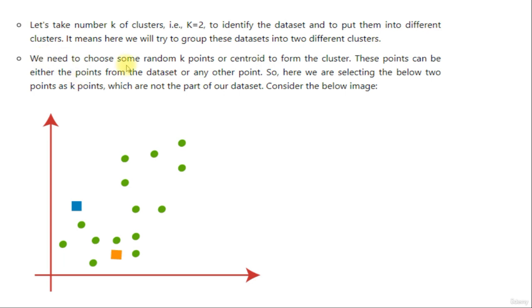Now we need to choose some random k points or centroids to form the clusters. So these 2 points can either be the points from the dataset or any other point. It doesn't matter. So here we are selecting the below 2 points as the k points. We are selecting these 2 points as the initial cluster centroids, which are not part of the dataset.